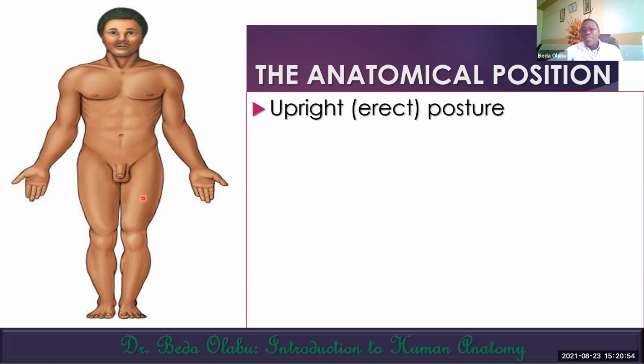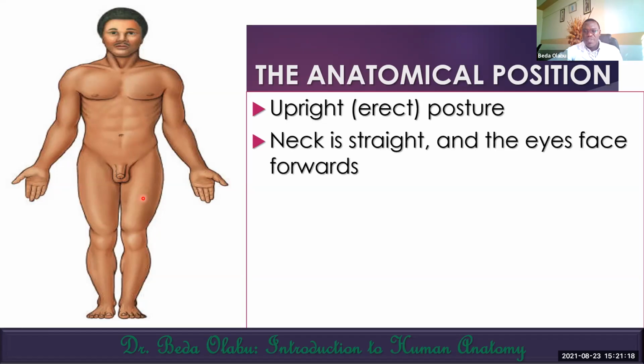When you're describing the relationship of two things in a particular person, in this case a patient, even if your patient is lying down on a couch or on the bed, you assume that that person is actually standing upright when you're describing the relationship of those things. So it's an upright position. In this upright position, the neck is straight. The eyes of the individual are facing forward, as you can see in this person.